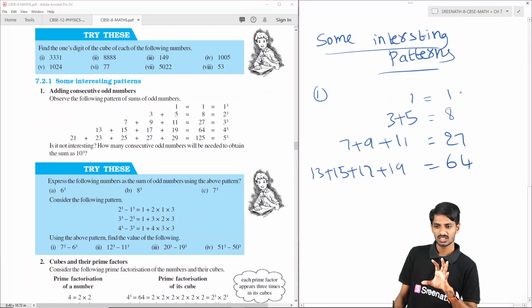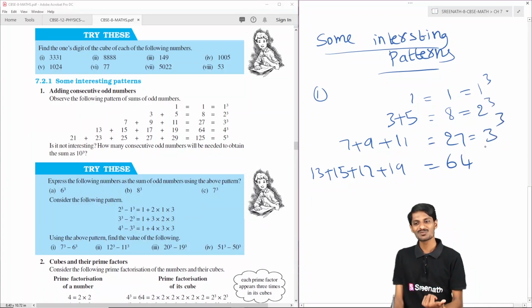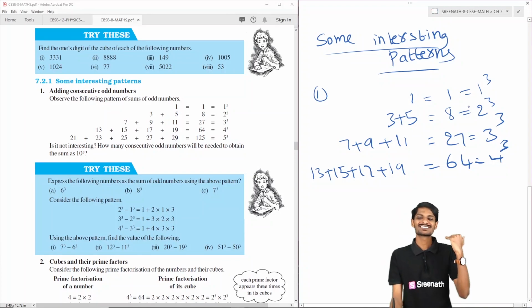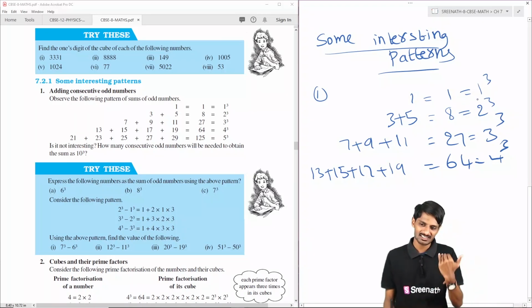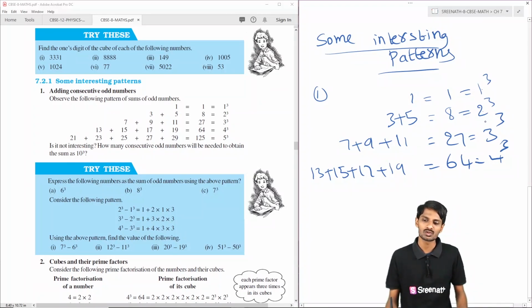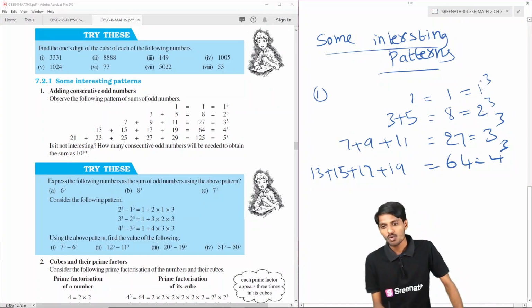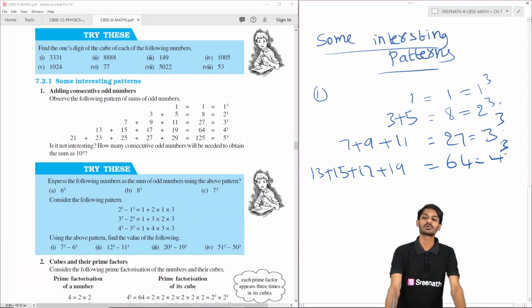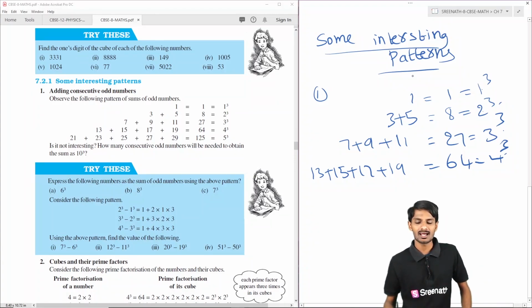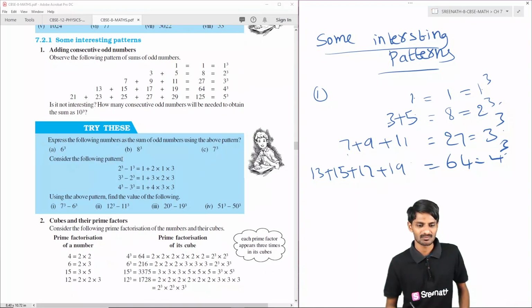Just wait, see, it can be written as 1 cube, 2 cube, 3 cube, and 4 cube. So just see, students, such an interesting pattern: 1 cube, 2 cube, 3 cube, 4 cube. How are you getting 1 cube, 2 cube, 3 cube and 4 cube? By adding successive odd numbers. How beautiful it is. So this is interesting.